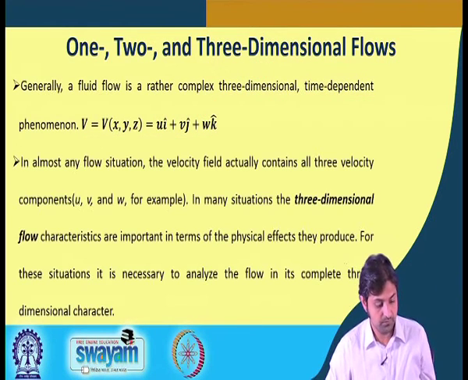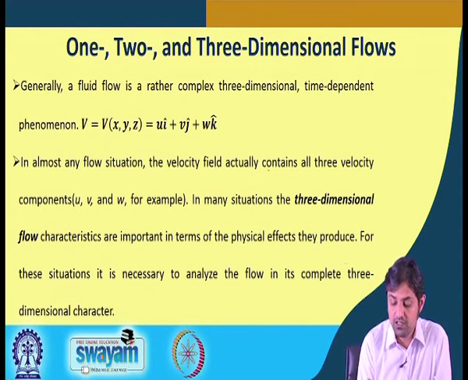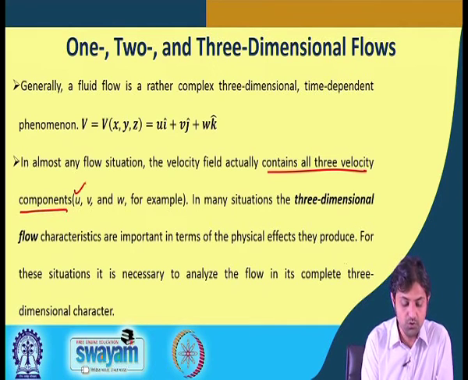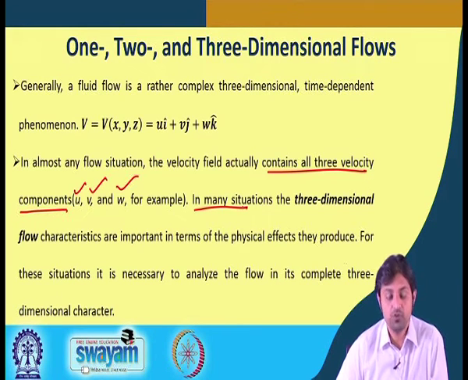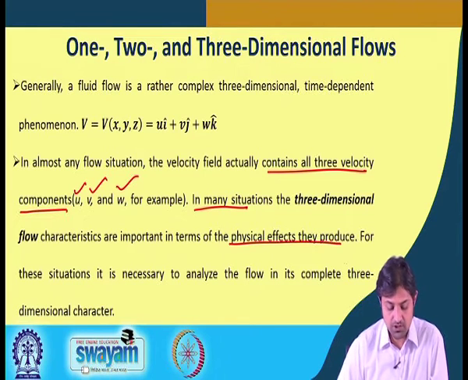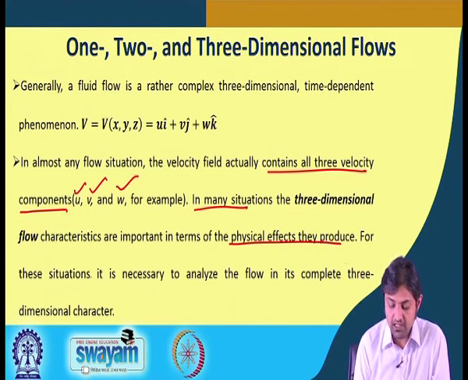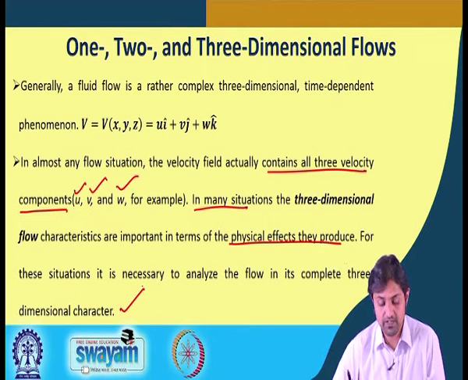So, actually in almost any flow situation the velocity field contains all three velocity components u, v and w. In many situations the three-dimensional flow characteristics are important in terms of the physical effects they produce. For these situations, it is necessary to analyze the flow in its complete three-dimensional character. So, for many flows in nature, three-dimensional flows are very, very important, and therefore we need to analyze in all three directions. That is why u, v and w all are important.